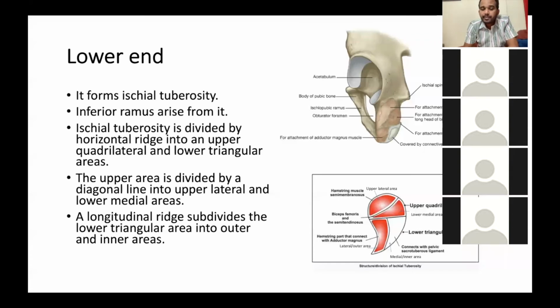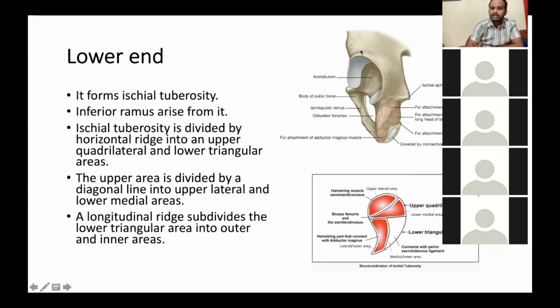Is it clear? So this area, the upper quadrilateral area of the ischial tuberosity, gives origin to muscles. This lateral area will give origin for the semimembranosus. This medial area will give origin for the semitendinosus and the long head of biceps femoris.